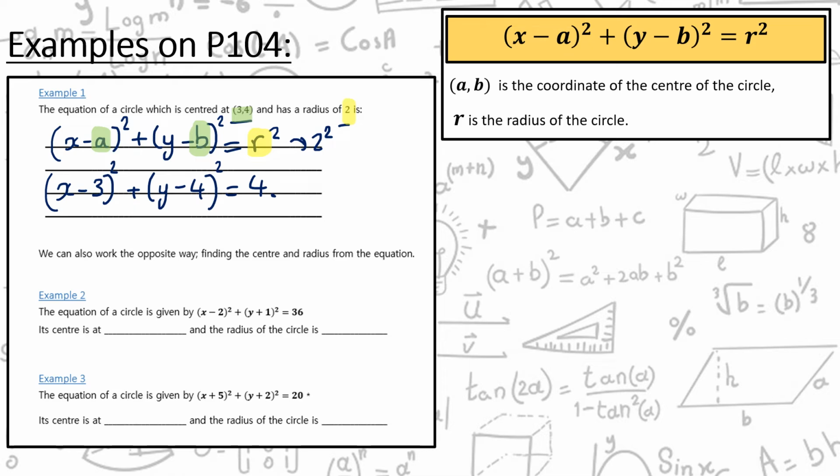In examples 2 and 3, we're going the opposite way. We're given the equation of the circle and we need to tell the book. Do we need to tell the book? I don't know, that's maybe a bad choice of words. We need to say what the center and the radius are.